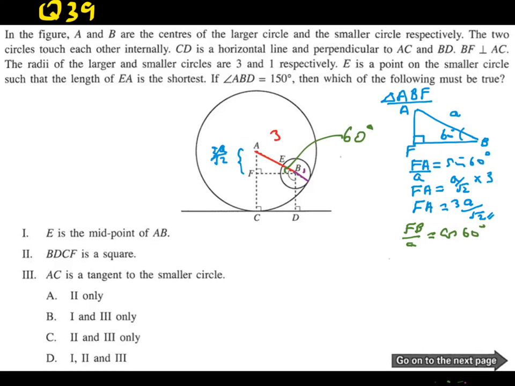Now as for FB, that turns out to be A over root 2. And obviously they are not the same. So if they're not the same, then option 2 is out of consideration. And because there's only B without option 2, the answer here is B.